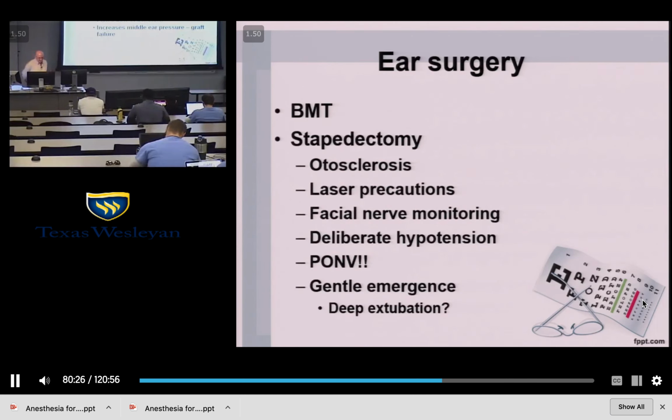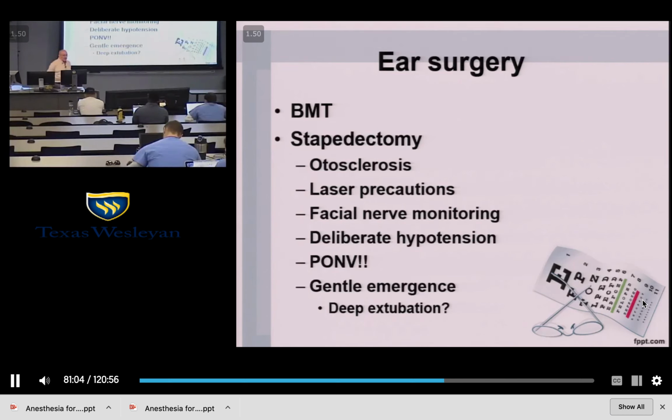I told you that myringotomy or ear tubes, that's the BMT, bilateral myringotomy. A stapedectomy is possible. If your patient has it, they may have experienced otosclerosis. These patients oftentimes have laser surgery, so we need to use laser precautions. They may have the need for facial nerve monitoring. And a surgeon very well may request deliberate hypotension to minimize blood in his operative field.